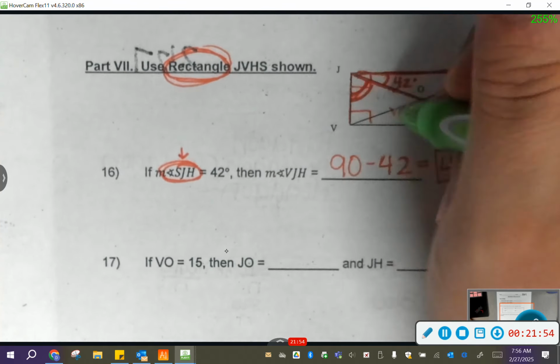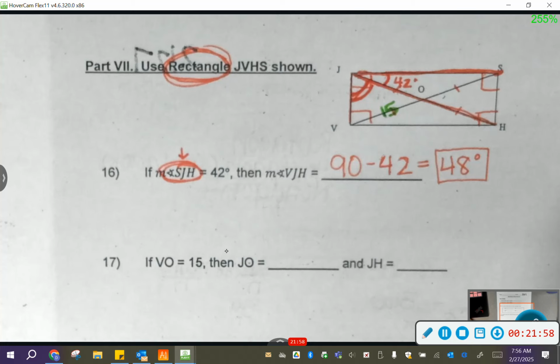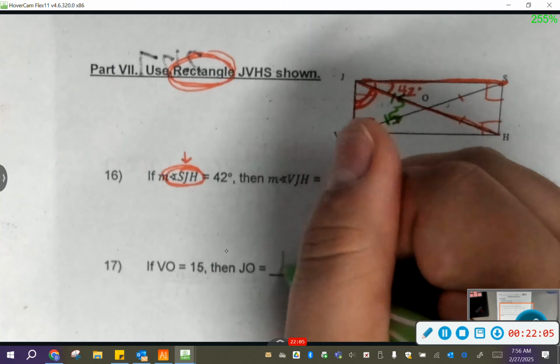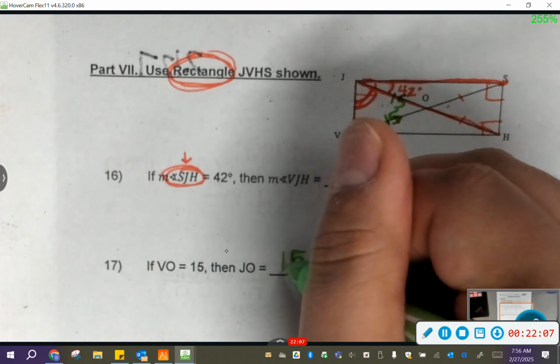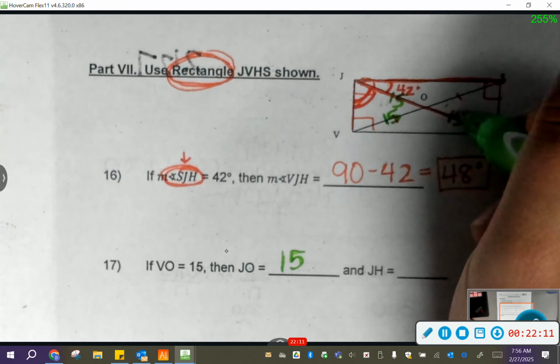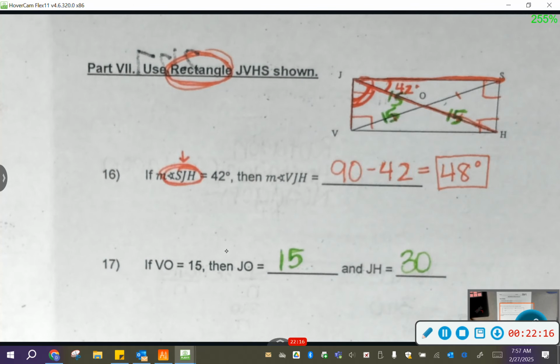If VO is 15, what is JO? 15. And what is JH? 30. Because 15 plus 15 is 30.